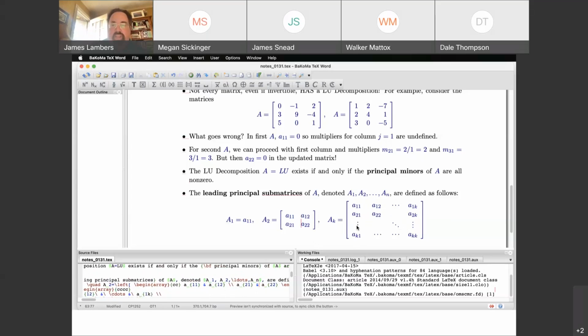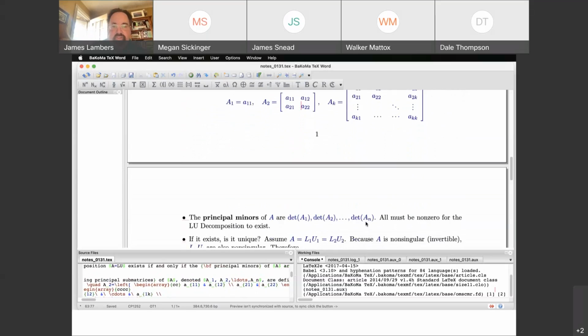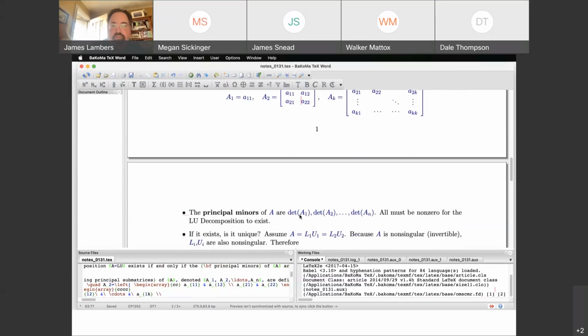So once you obtain all of these, then you take their determinants. And those are the principal minors. So the principal minors are just the determinants of all the leading principal submatrices. If they're all non-zero, then the LU decomposition exists.